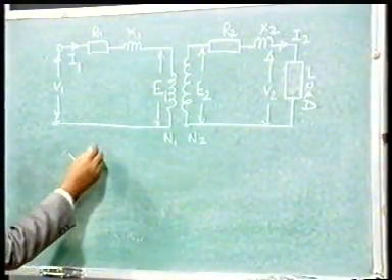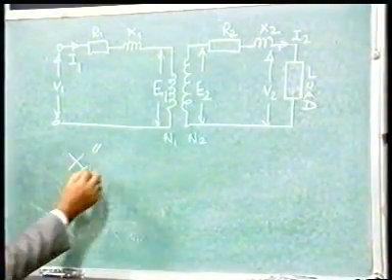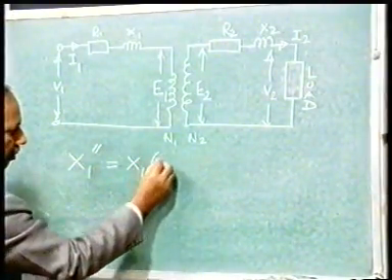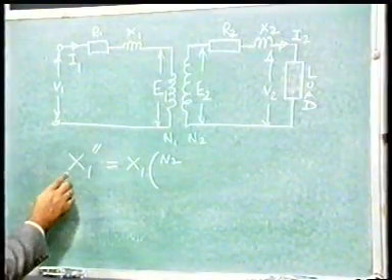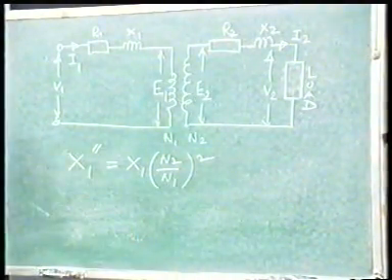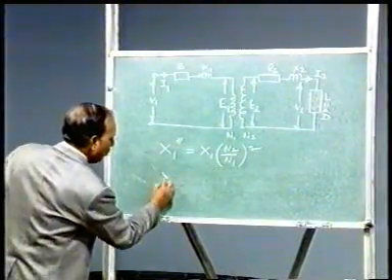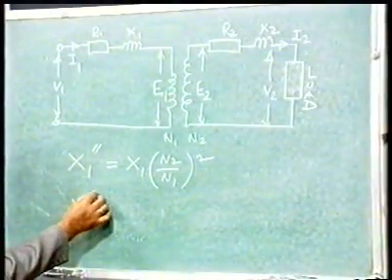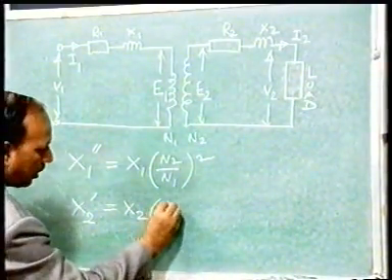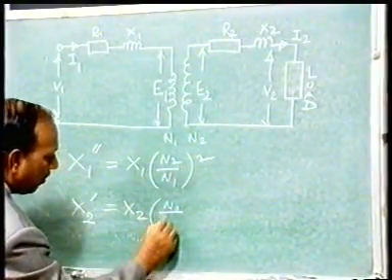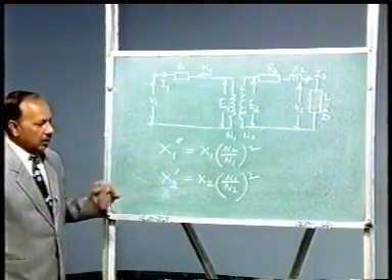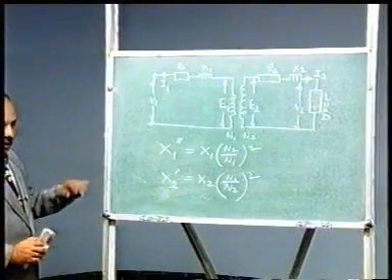X1 referred to the secondary side is equal to X1, its own value, multiplied by the square of N2 by N1, since you have transferred to the secondary side, whose number of turns is N2, from the primary side, whose number of turns is N1. Similarly, X2 you transfer from the secondary side to the primary side, so its own value X2 multiplied by N1 by N2 square, primary side number of turns N1 and secondary side number of turns N2. So this is how we are transferring the values of reactances from one side to the other.